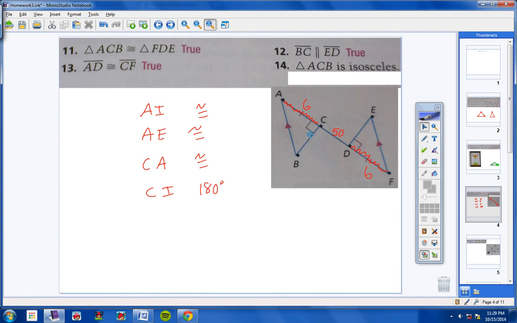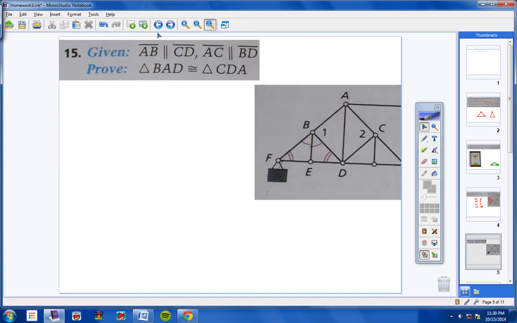Okay, number 14. Triangle ACB is isosceles. Now, I mean, it could be. All that we'd have to know is that this side here is congruent to this side here. So it could be, but we do not know for sure. We have no way to know if this side here is congruent to this side here. Okay? So no, we do not know for sure. Cannot be determined. Alright? Okay, moving on to number 15. Numbers 15 and 16 are the two hardest ones, okay? We're going to do some proofs here. So here we go.